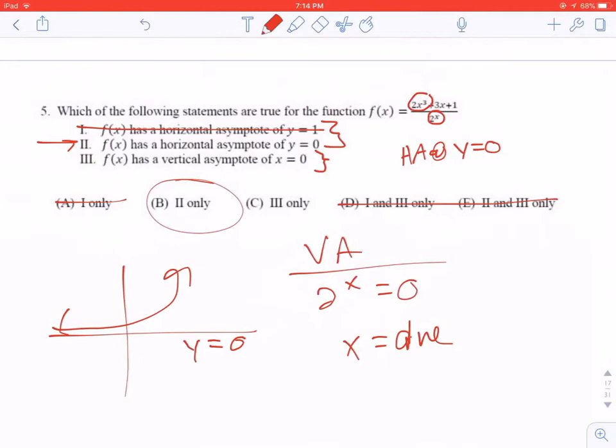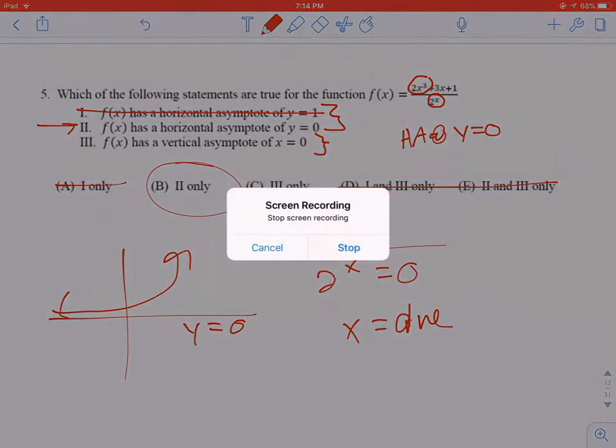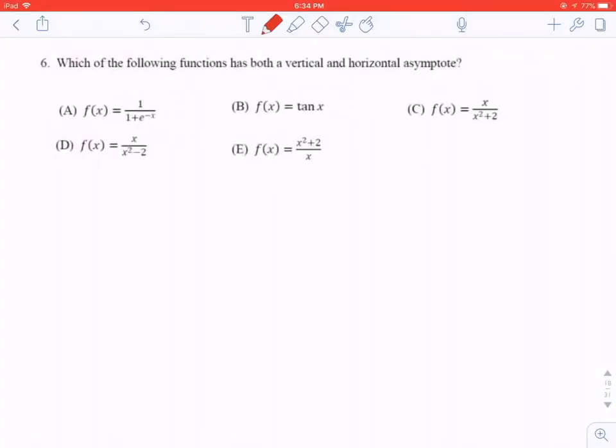Therefore, it is impossible for this 2 to the x to equal 0. So, B only. Which of the following has both a vertical and horizontal asymptote? Let's pick out some easy ones.